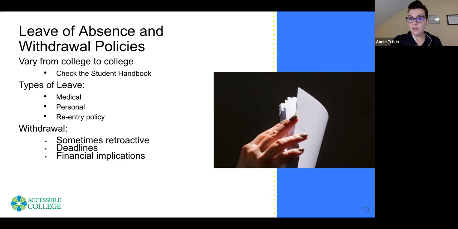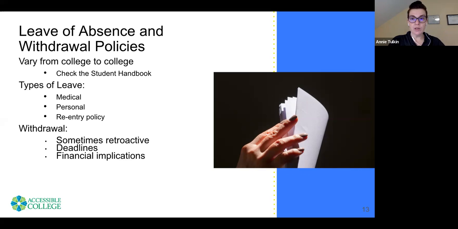So the first thing you can do is just check the student handbook. Usually the leave policies are listed in there. And typically there are a couple types of leave that students might be able to take. One is a medical leave. So that would be if the student has a medical condition that rises up and they have to be away from school. The other type of leave is a personal leave of absence.